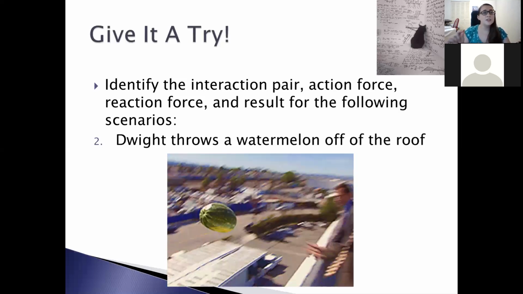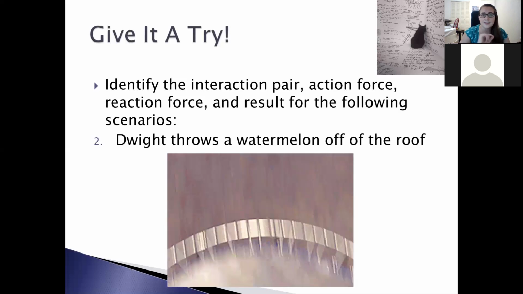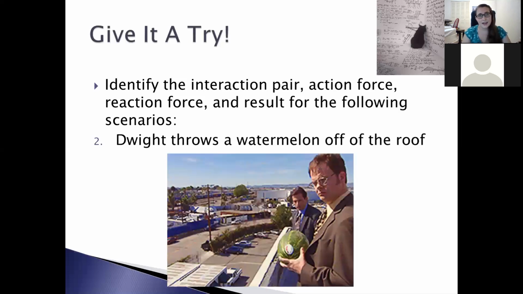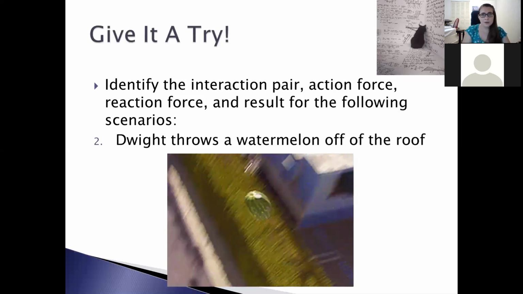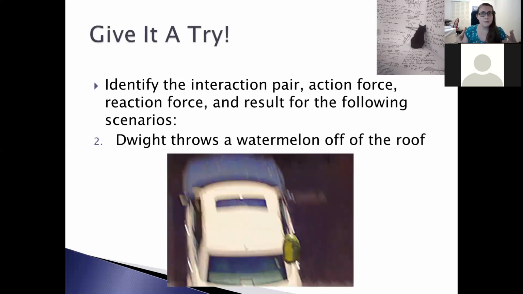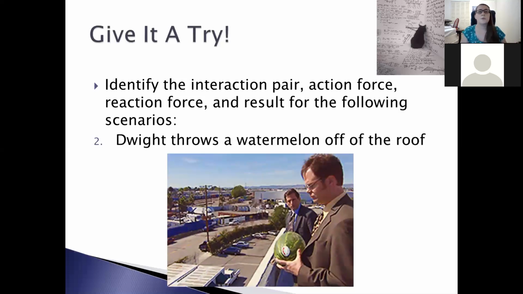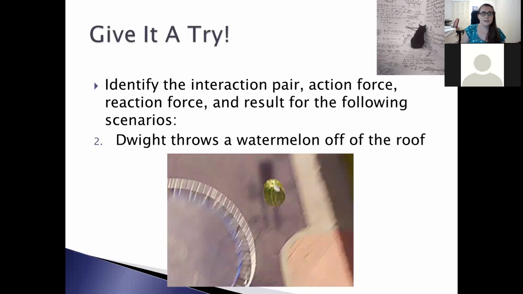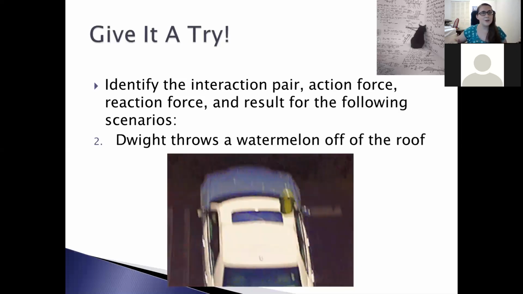Yes, the reaction is just mirroring the action. That is exactly right, Ming. The reaction mirrors the action force. It's the same sized force, just in the opposite direction. Yes, big brain, let's go.